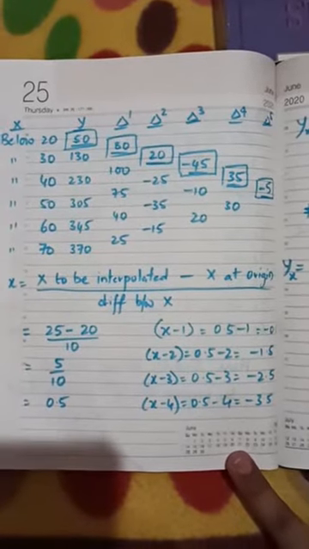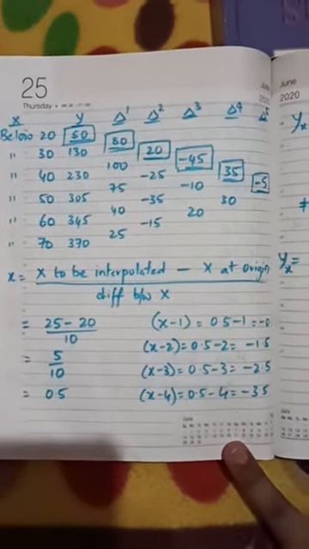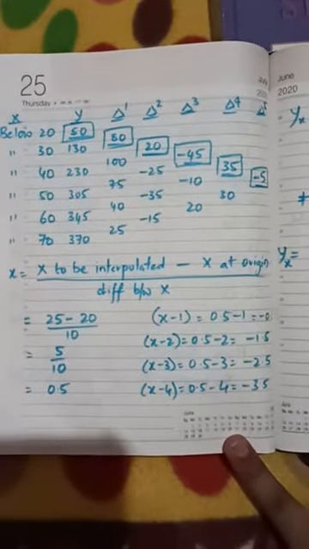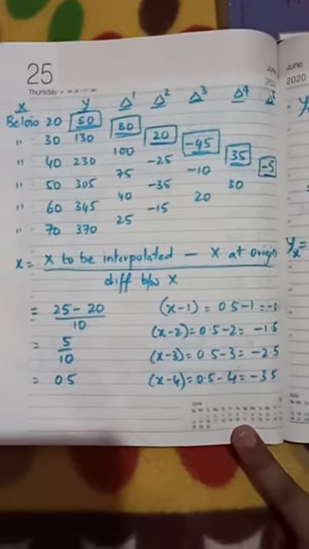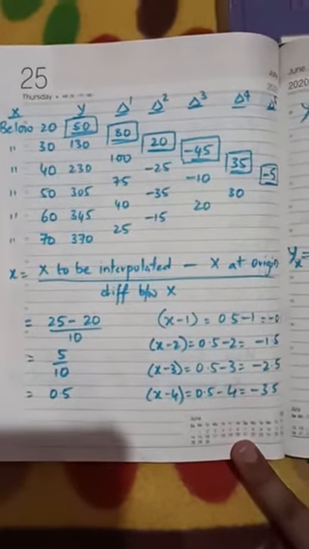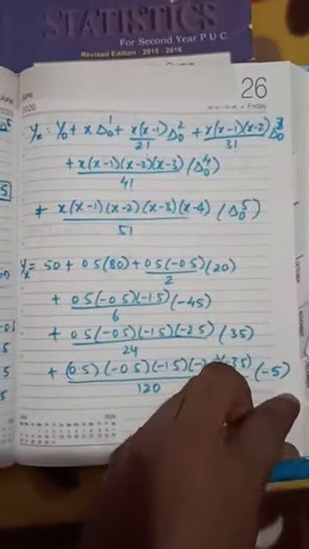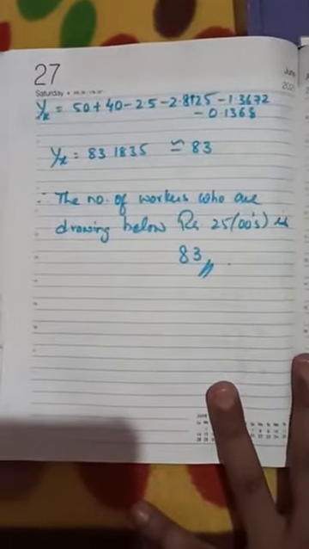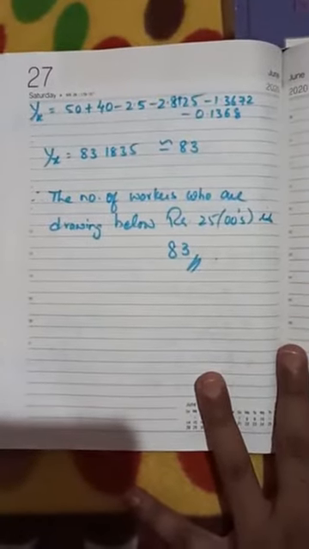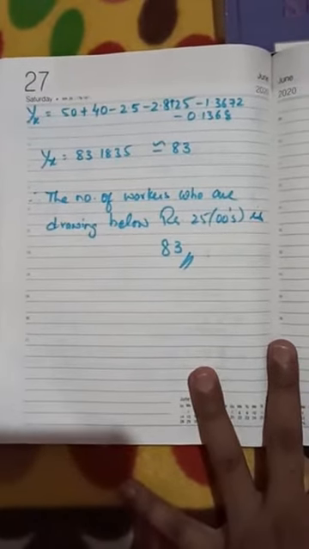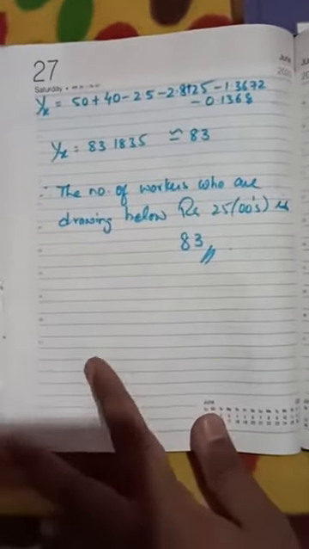After drawing the table, the leading differences: 2 minus 1, 3 minus 2, 4 minus 3, 5 minus 4, 6 minus 5. This way the leading differences should be done. And then later on small x should be calculated and substituted in the formula like this. So this is a little bigger one. This would be the final answer: below rupees 25, how many people are there? 83. So this is the method, Newton's method.